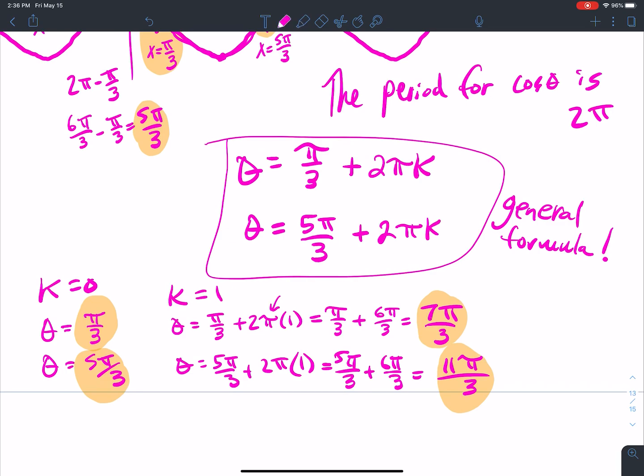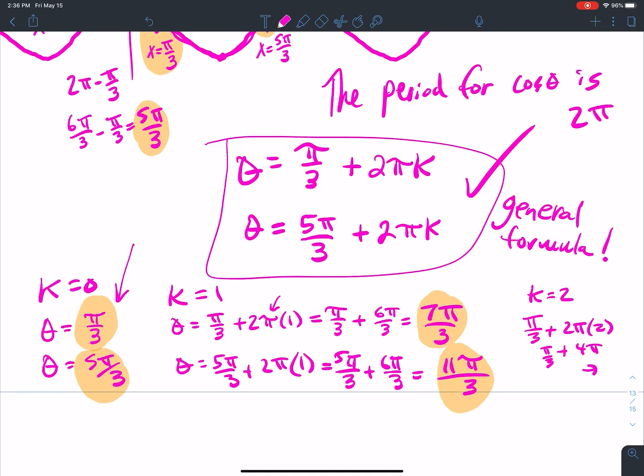And if you needed to get 8, you just keep running. Maybe pick k equal to 2 and just plug that in. That would be pi over 3 plus 2 pi times 2, so you get 4 pi plus pi over 3, and then you can work that math out. Hopefully that gives you a better idea on how to get the general formula, but also how to get particular solutions from the general formula.